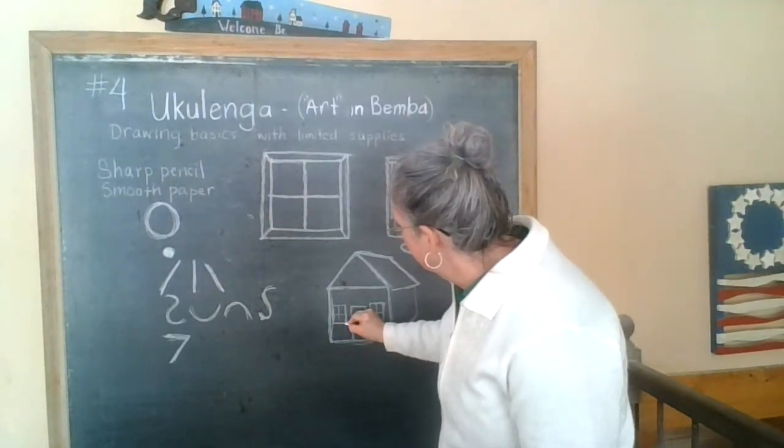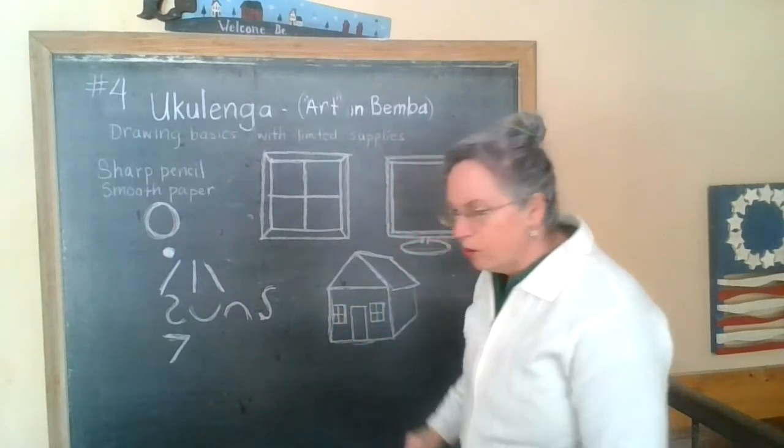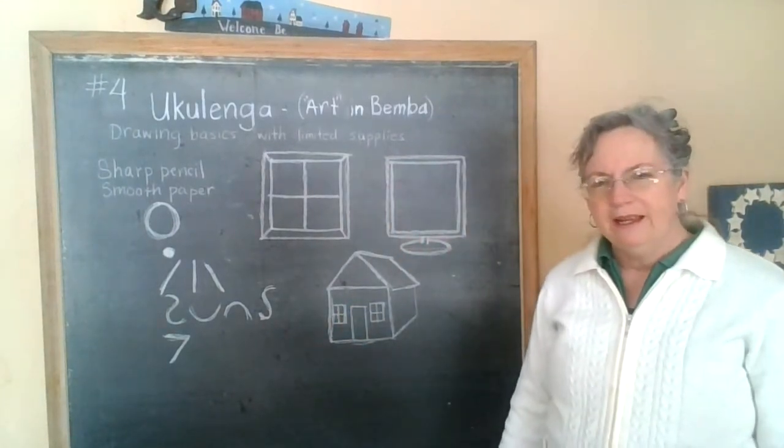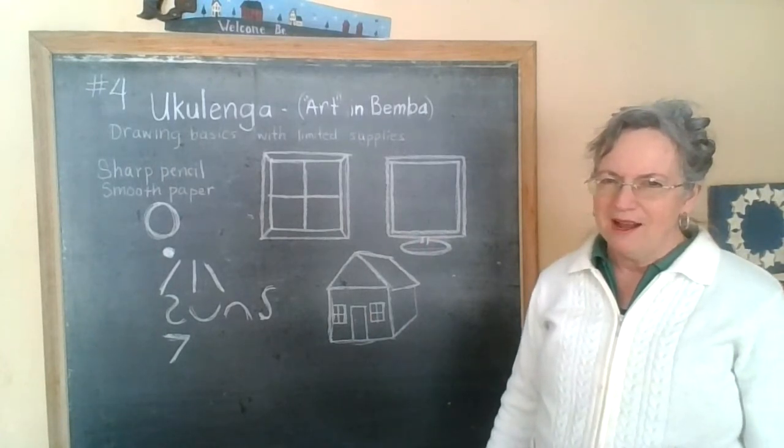So we are going to finish there with lesson number 4 in Ukulenga. We'll try another shape in lesson number 5.